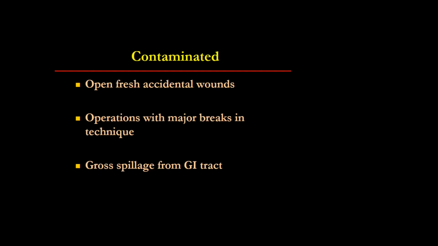Contaminated wounds are fresh accident wounds because they would be contaminated with the soil or whatever material they found in the area where the injury has occurred. Secondly, wounds or surgeries where there's major breaks in technique. So there is spillage from either the GI tract or an infected urinary tract.